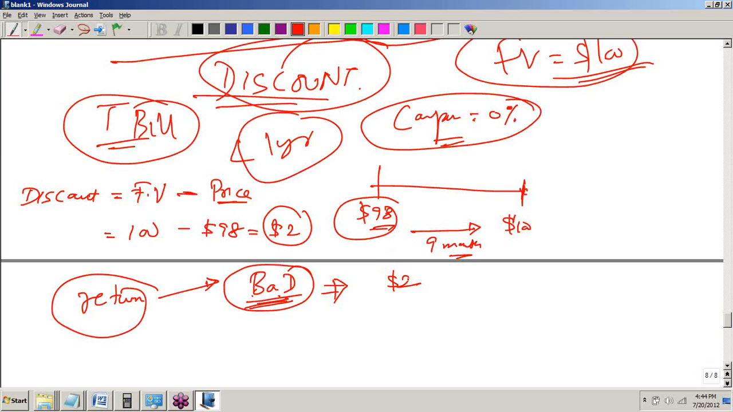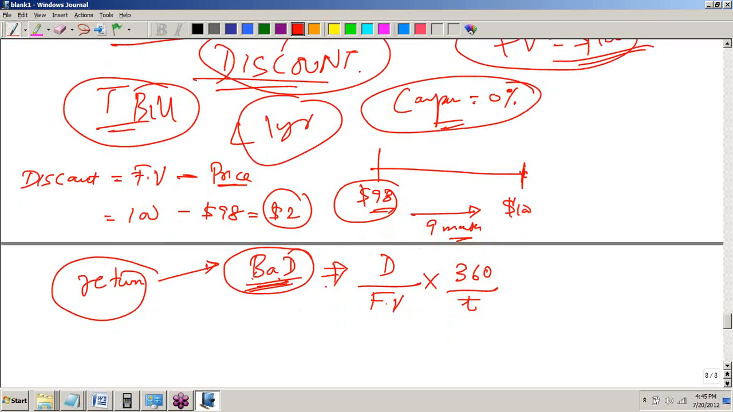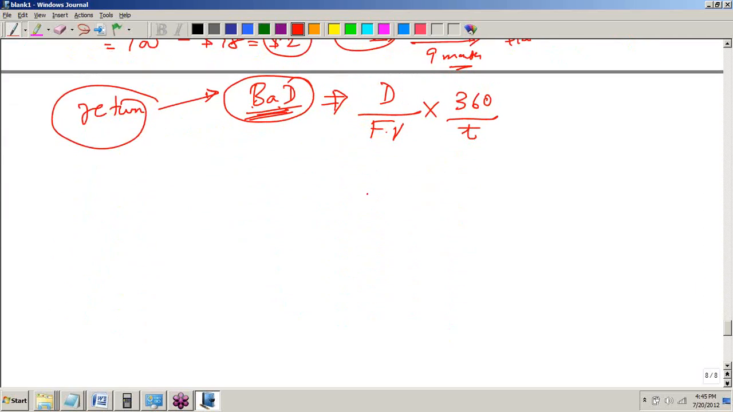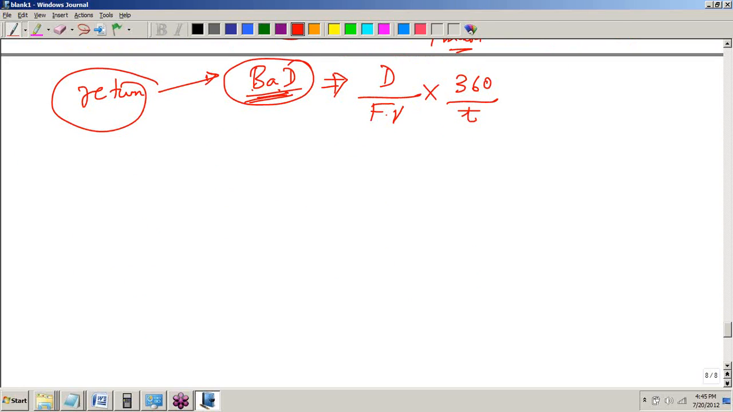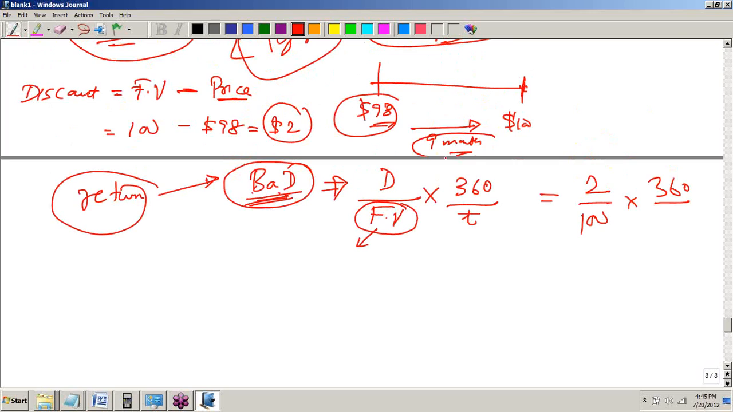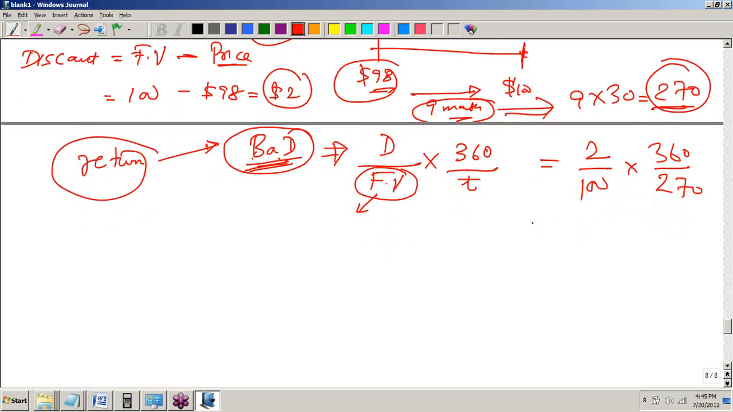First we'll write the formula: discount divided by the face value, which is 100, into 360 divided by the time remaining. There are various issues with this bank discount yield. One issue is that the denominator is the face value. So here we will write 2 by 100 into 360 by time, which is 9 months. Please note that these 9 months would be taken as 270 days. Instead of writing months, we say how many days, so each month is treated as 30 days.